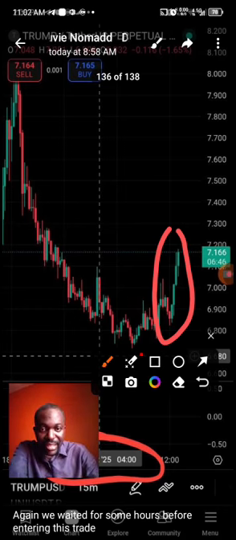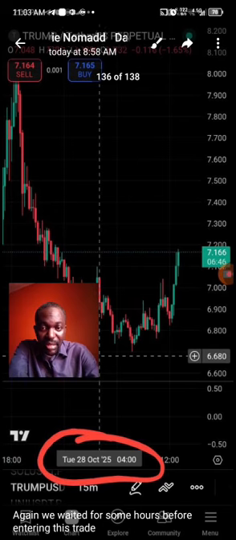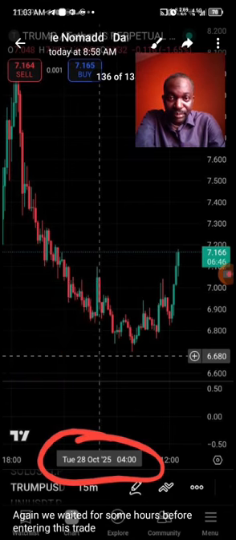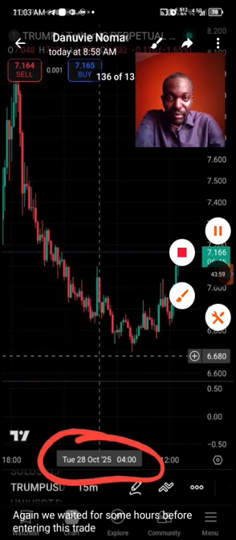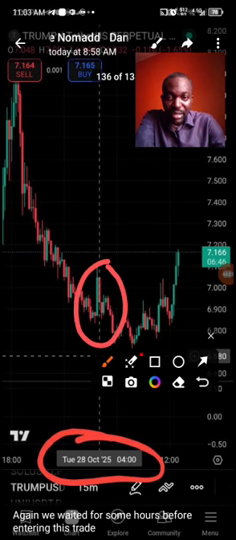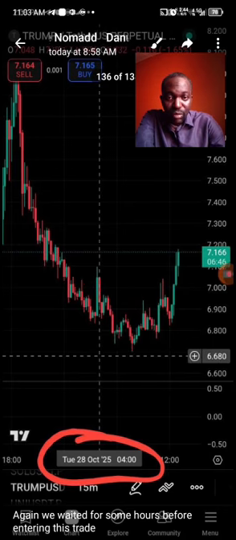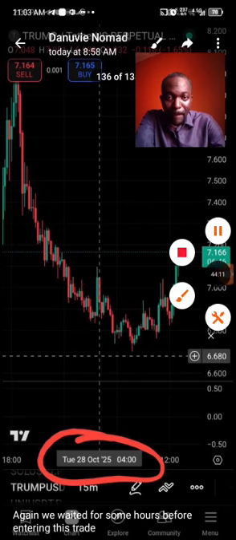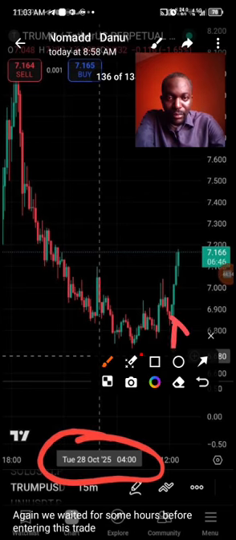So whenever you see this, you can see where the signal came out. It came out 28th of October 2025, around 4 a.m. 4 a.m. in Nigerian time is 5 a.m. But when it came out, we didn't spot that candlestick pattern around this area. So we had to wait until this time before we could enter our trade.